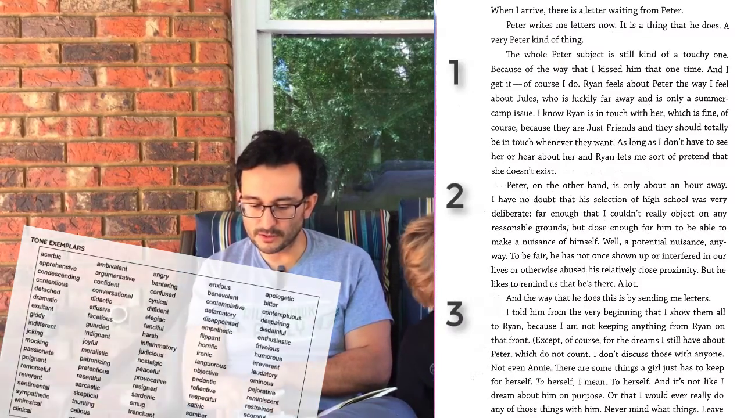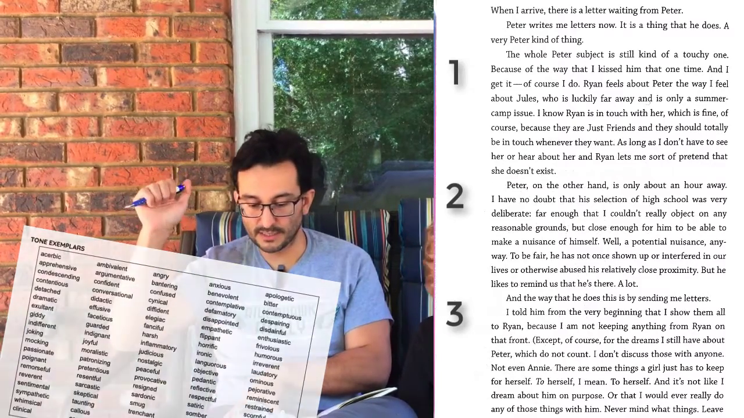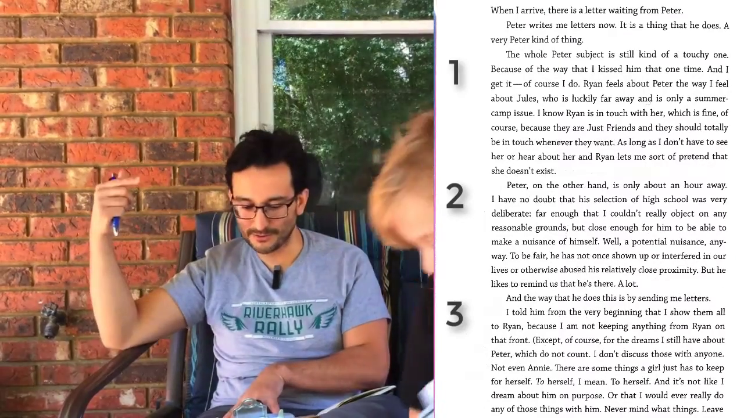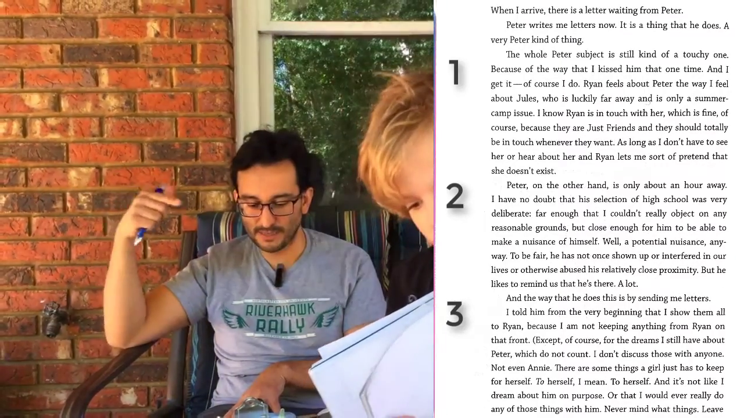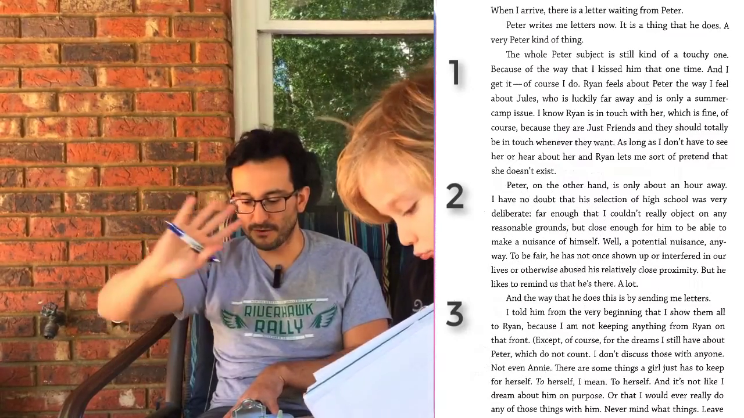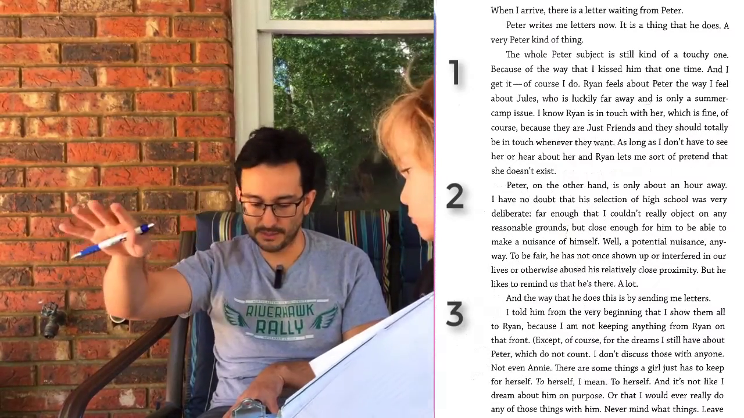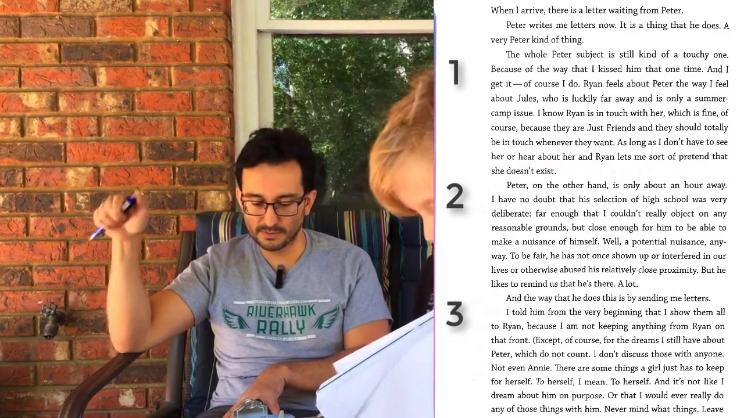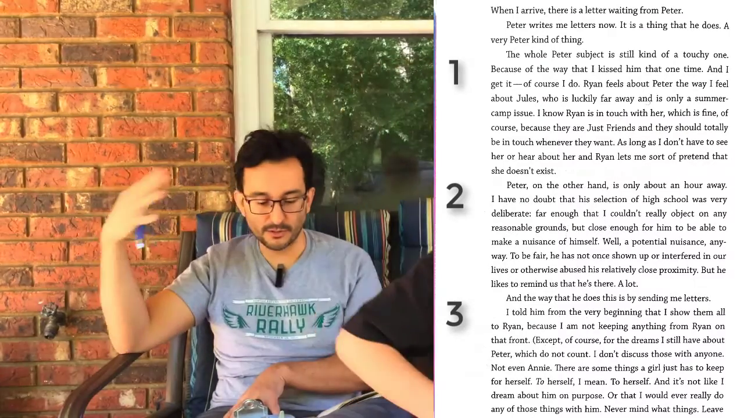The whole Peter subject is still kind of a touchy one because of the way that I kissed him that one time. And I get it, of course I do. Ryan feels about Peter the way I feel about Jules, who is luckily far away and is only a summer camp issue. I know Ryan is in touch with her, which is fine, of course, because they are just friends. And they should totally be in touch whenever they want, as long as I don't have to see her or hear her, and Ryan lets me sort of pretend that she doesn't exist.